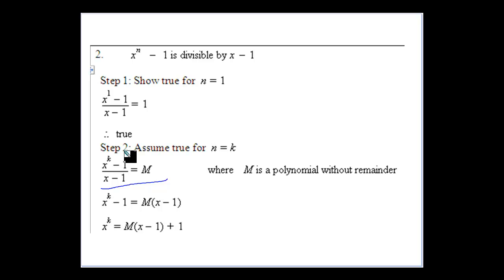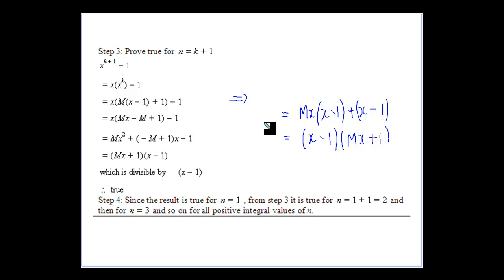(x^k minus 1) divided by (x minus 1) is equal to m, or x^k minus 1 would equal m times (x minus 1). And then we add the 1 on both sides, we get an expression for x^k. Now again, you could have done this in step 3. I've elected to do it in step 2, and then I'm going to try and substitute that. So again, I want to prove that it's true for n equal to k plus 1.